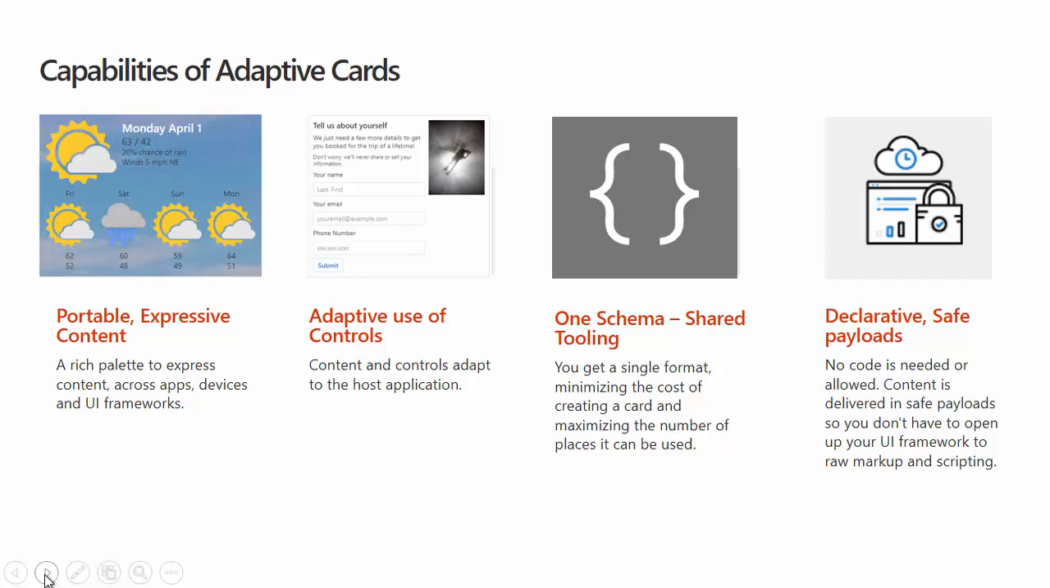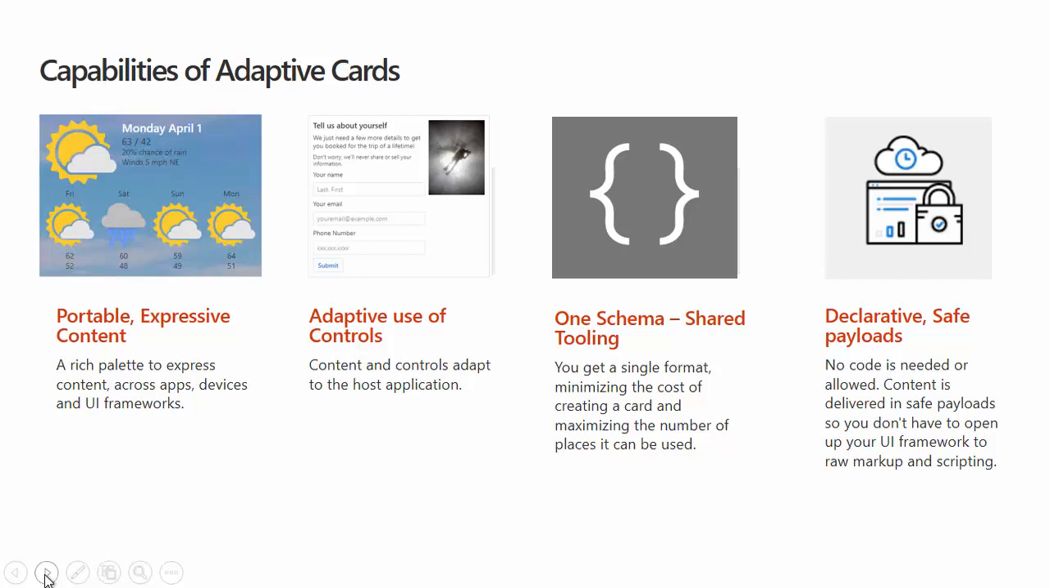On the slide here, you'll see some key capabilities of adaptive cards. Right? It's portable and expressive content. It lets me choose colors and icons and text sizes to express my content regardless of the app or device that it's going to be running on. Right? There are additional controls you can add to adaptive cards. We won't be doing that in this module. There is a different training content module that covers adaptive cards in depth that covers input controls as well.